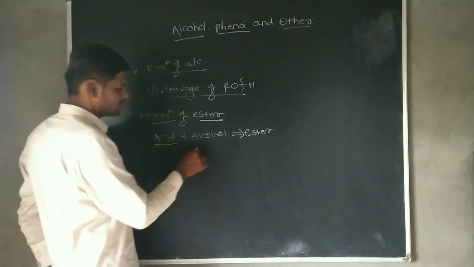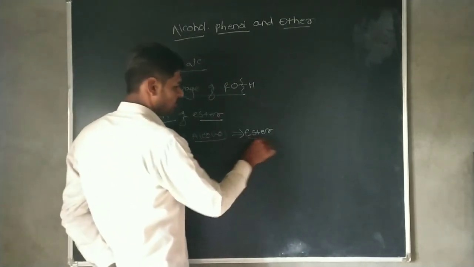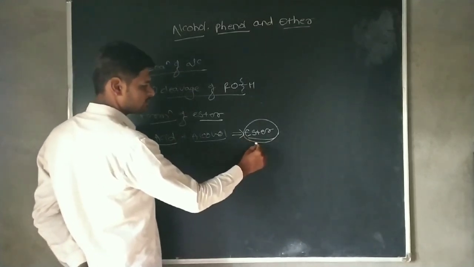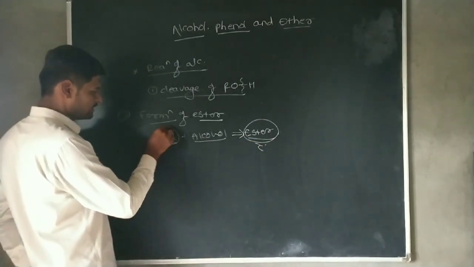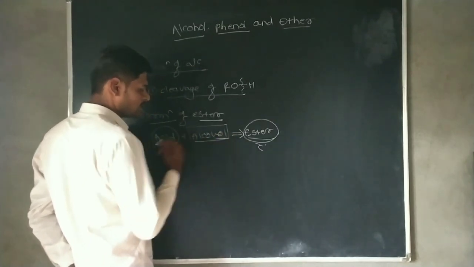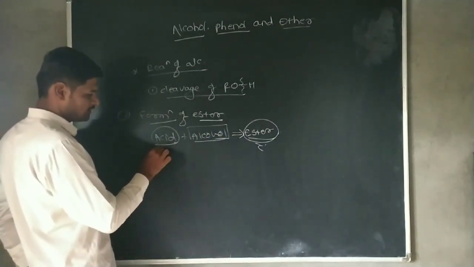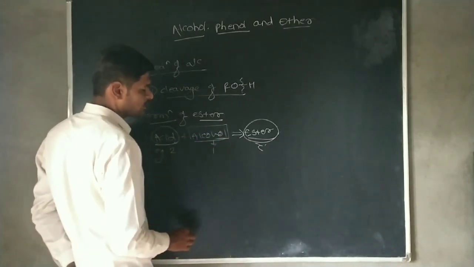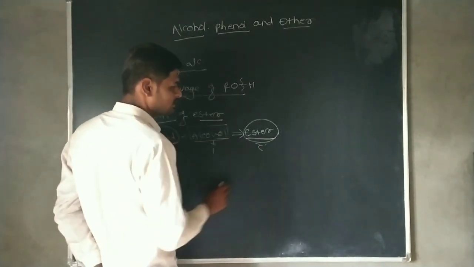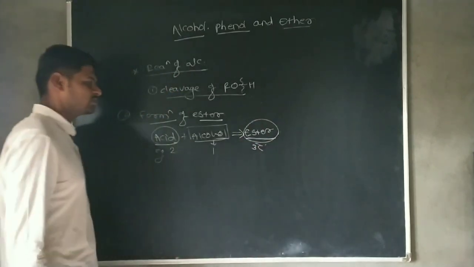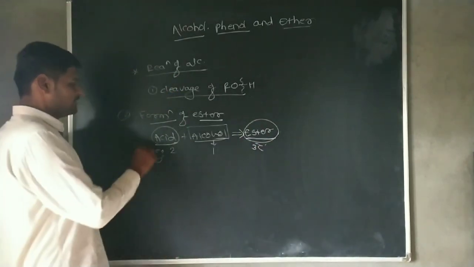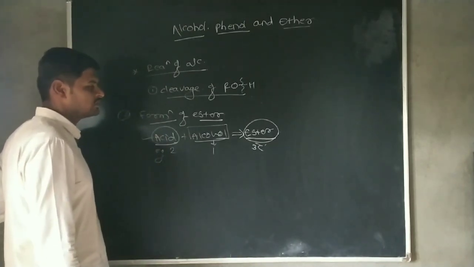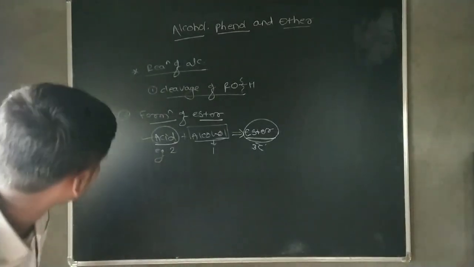If a carboxylic acid is reacted with alcohol, then it forms ester. In this ester, the same number of carbon atoms are present as in the acid and in the alcohol. For example, this acid contains 2 carbon atoms and this alcohol contains 1 carbon atom, so in the ester there are a total of 3 carbons. That means when acid and alcohol react with each other, they form the ester. Then we take the example.